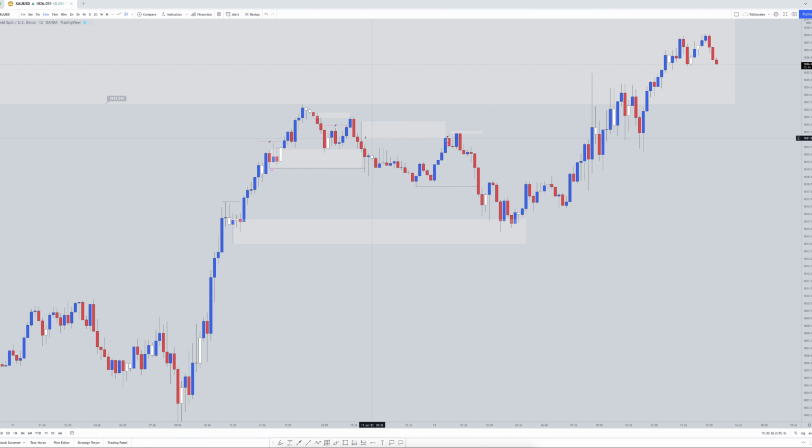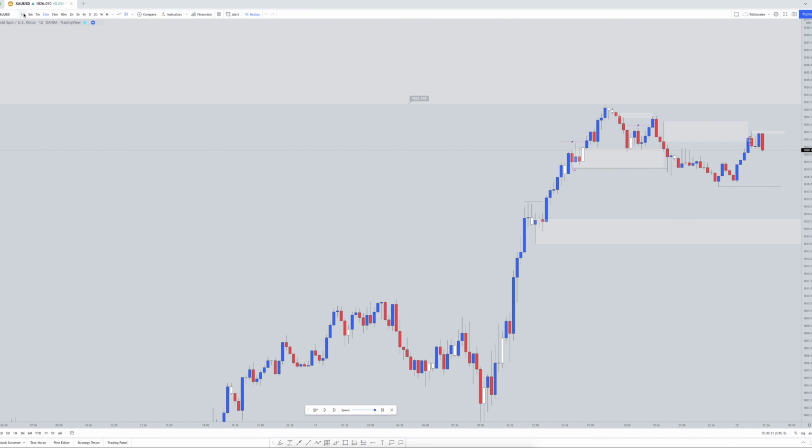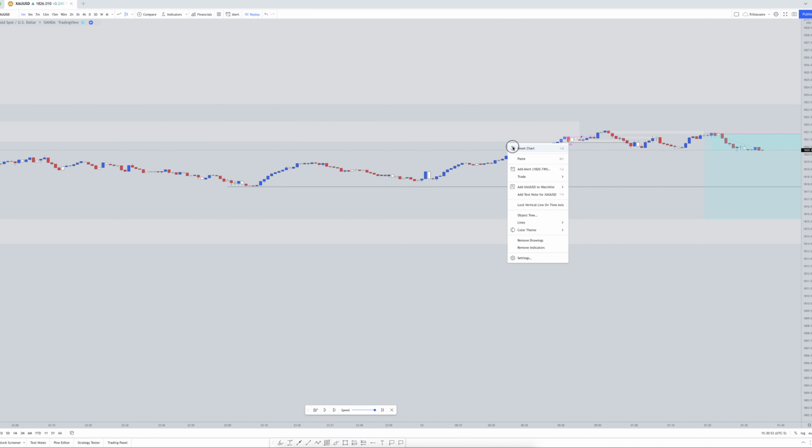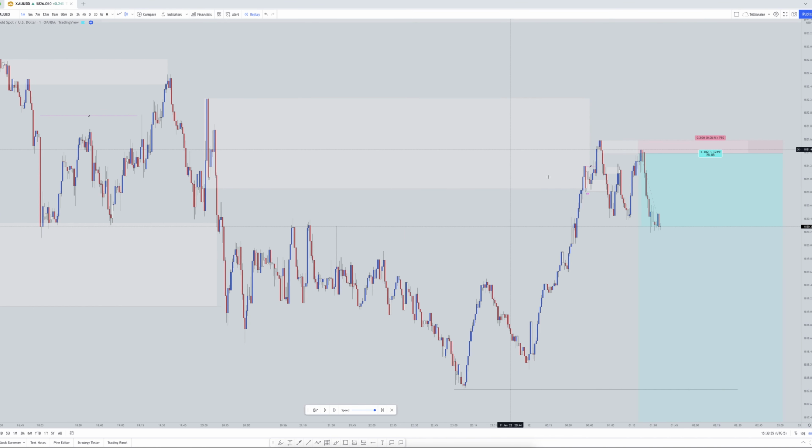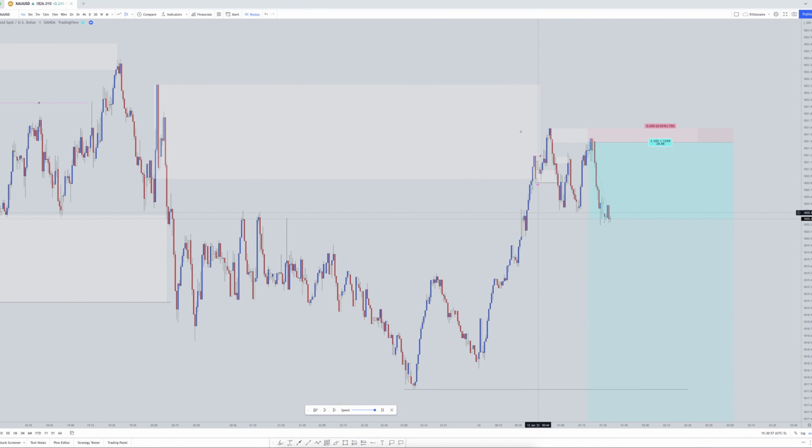Once price pushed up into our point of interest, which was here, once price pushed into this area, that is when we started to look for our entry confluences. So if we back this up just a little bit, just so we don't have to keep scrolling on the M1 time frame, we can see our entry confluences are present here.